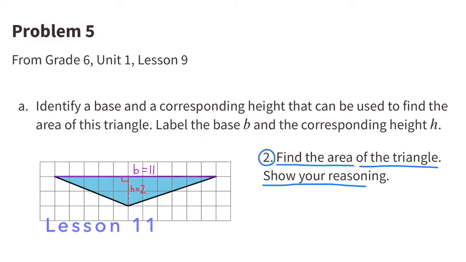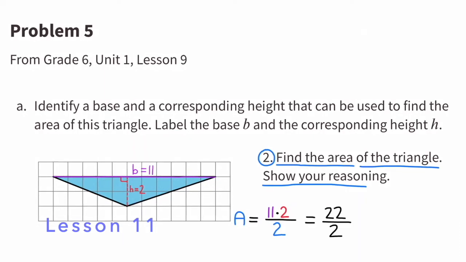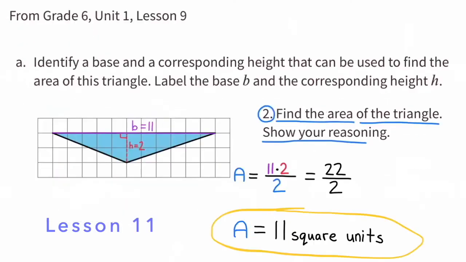Now we have to find the area of the triangle and show our reasoning. To find the area of a triangle, we need to multiply the base times the height and divide it by 2, or multiply half the base times the height. 11 times 2 divided by 2 is 11 square units. The area of the triangle is 11 square units.